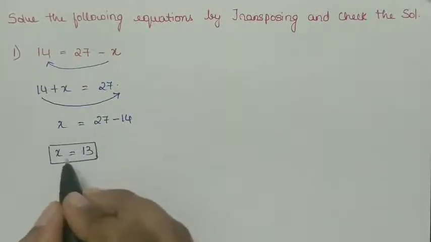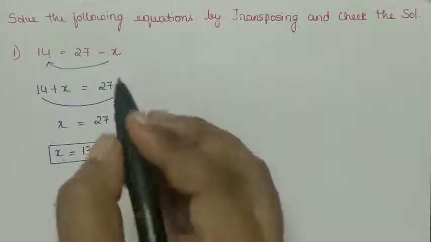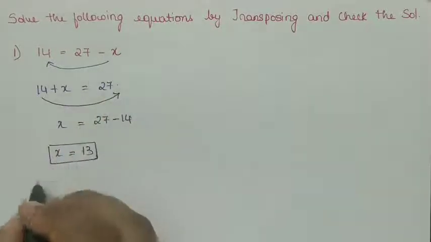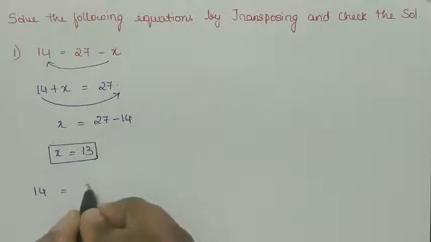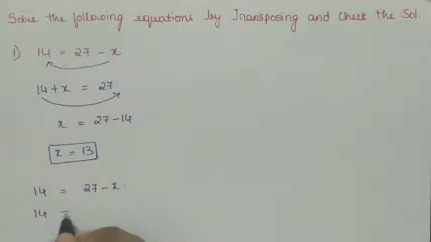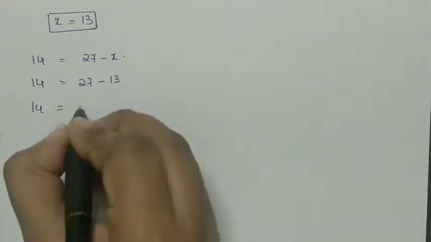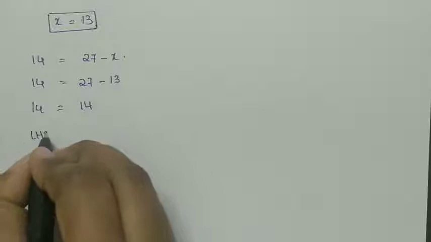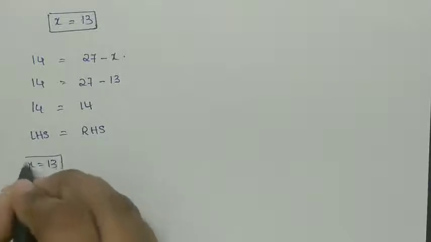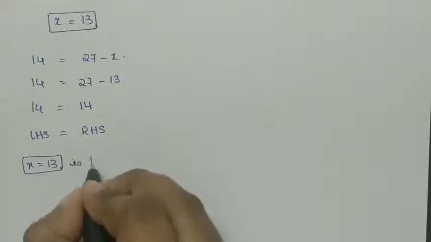We have to check whether x equal to 13 is the solution for the given equation. For that, put x equal to 13 in the given equation. 14 equal to 27 minus x, with x equal to 13. 14 equal to 27 minus 13, which is 14. LHS is equal to RHS. Therefore, x equal to 13 is the solution for the given equation.